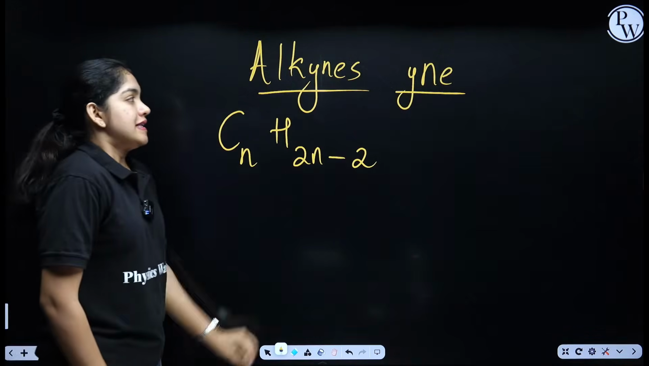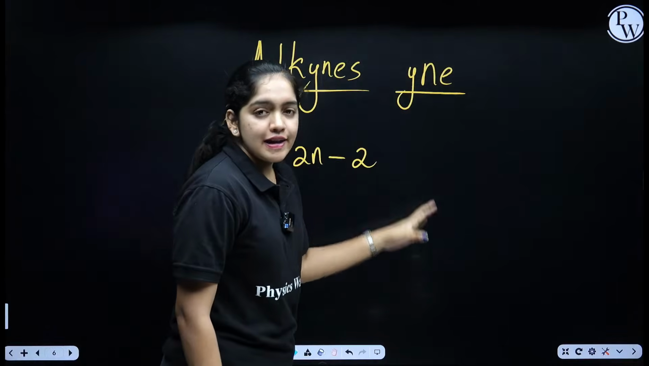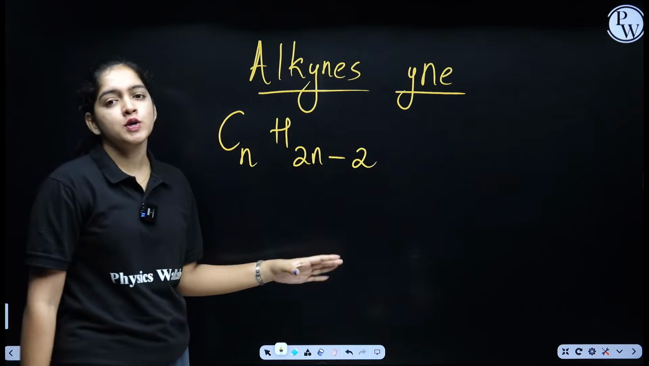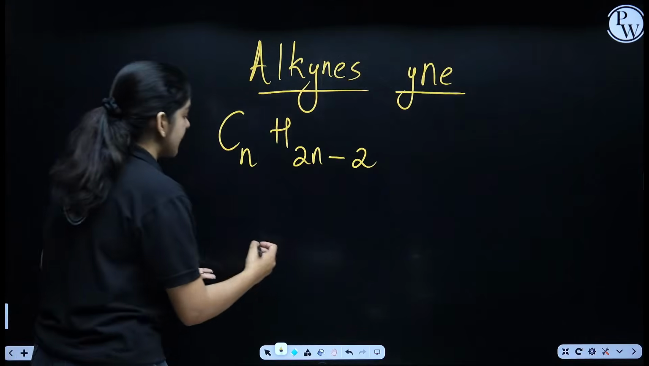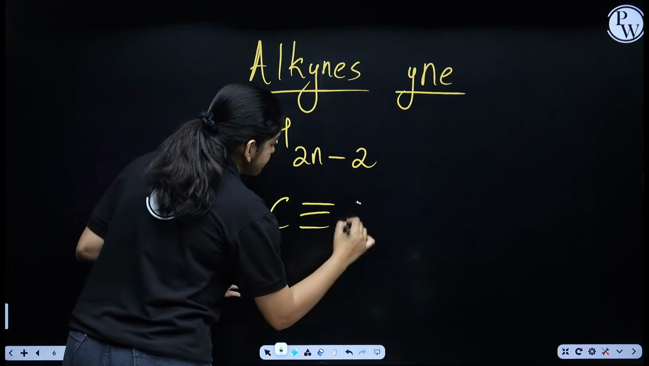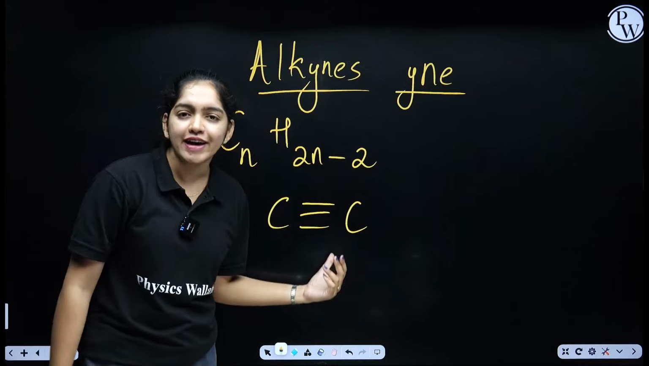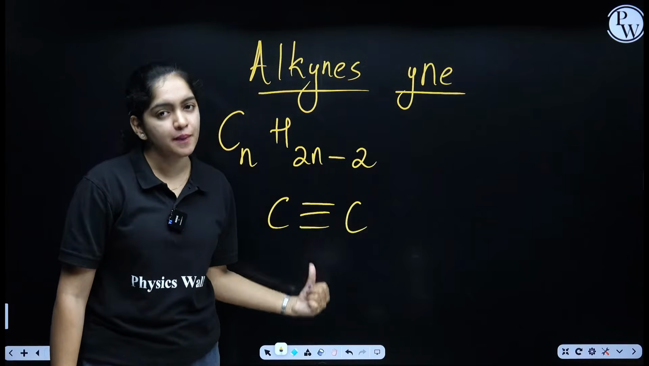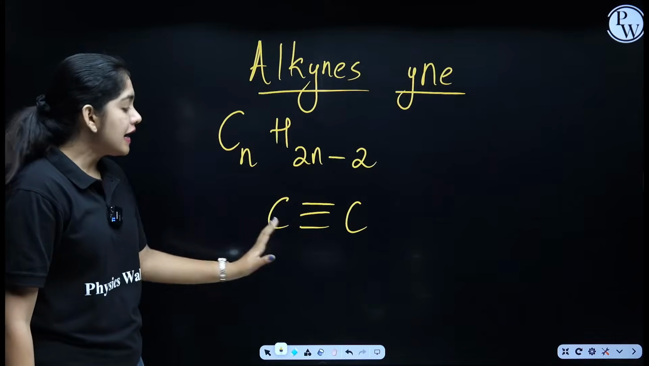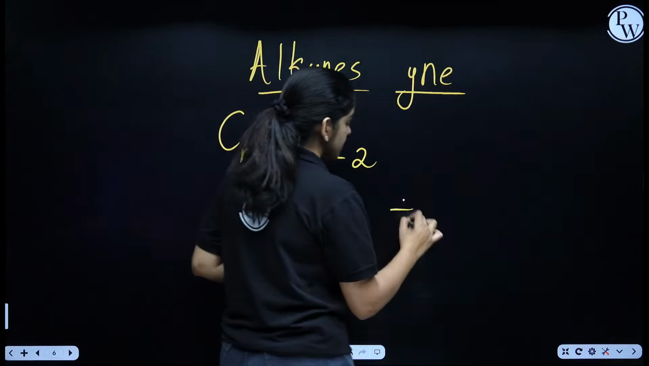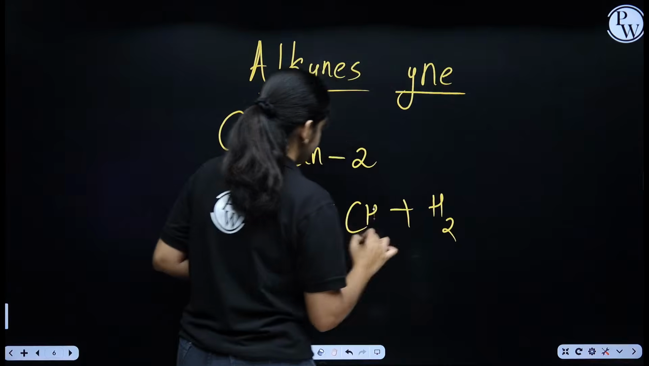Now, same thing like happened in alkenes, alkynes also undergo addition reactions. For example, we can take C triple bond C. What is an alkyne? Having at least one triple bond between two carbon atoms. So it is an alkyne, and it is going to add with a hydrogen molecule.